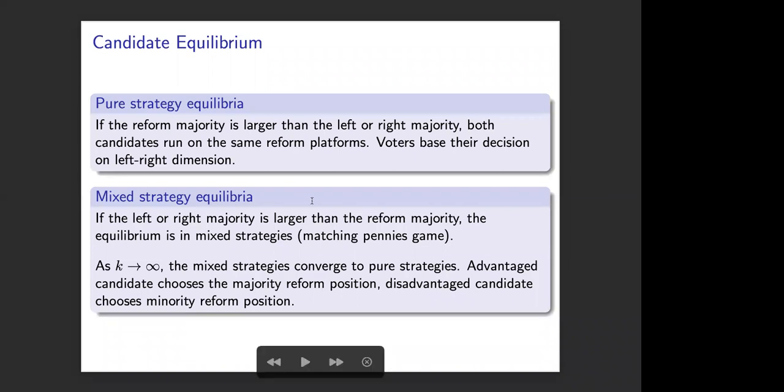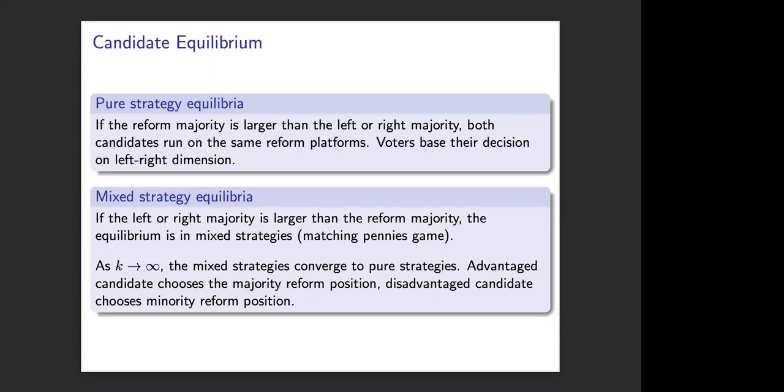Then there's also mixed strategy equilibrium. That occurs when the left or right majority is larger than the reform majority. What happens there is you're going to have a matching pennies game. Whoever's the advantaged candidate, suppose it's the left guy, he's going to want to choose the same reform policy as the other candidate, so that he has a bigger advantage on the left versus right dimension. But of course, the disadvantaged guy wants to choose the opposite, and so you have a matching pennies game there.